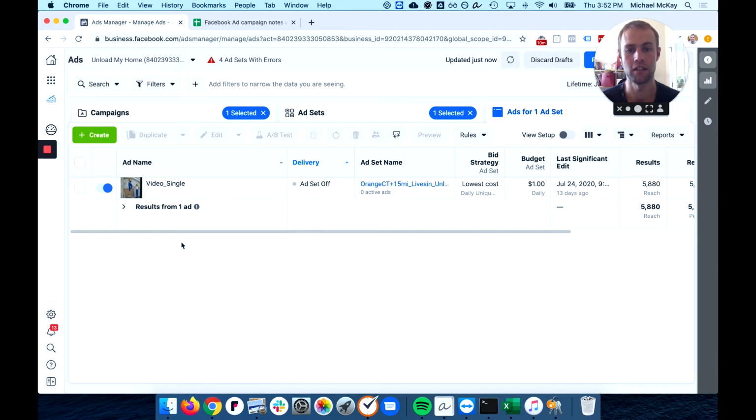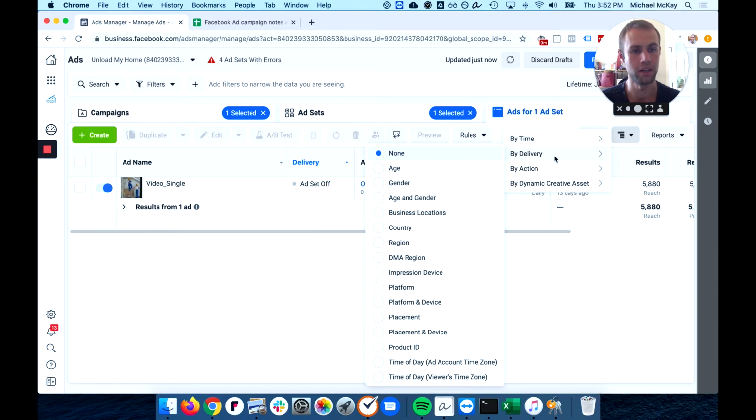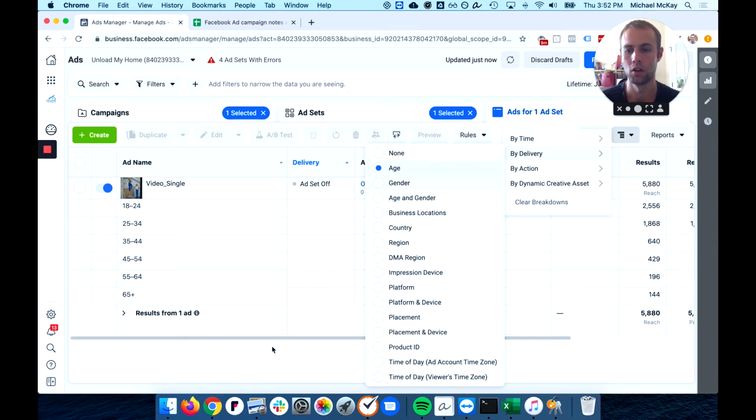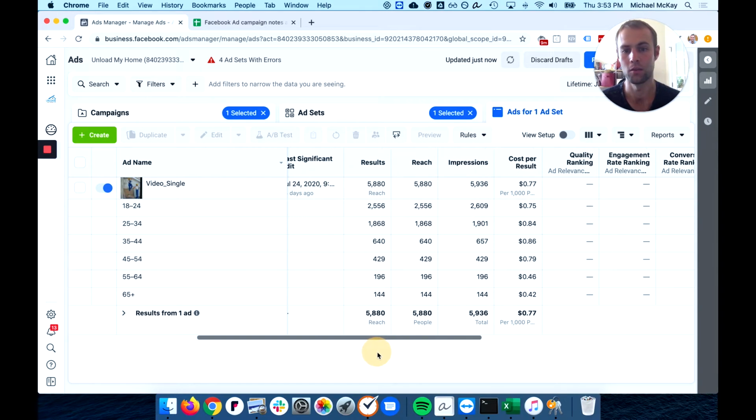So these ad sets, the placements were both Instagram and Facebook. And I went in here into the breakdown and I took a look at the age of people who my ads were being served to. And what I realized is actually, you can see right here, it goes up in age as it goes down, that my ads were actually being served to a lot of people in the younger demographic. The most was 18 to 24, then it kind of went decreasing from there.